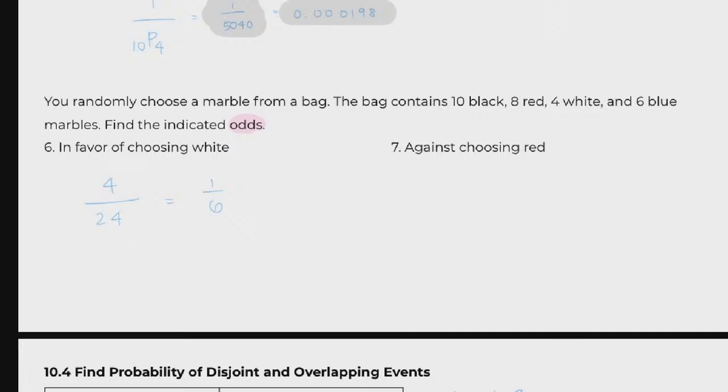Okay, next one is against choosing red. So that means the marbles that are not red are going to go on the numerator. So there are 20 marbles that are not red, and in the denominator is the number of marbles that are red, and there are 8 that are red. So it'll be 5 to 2.